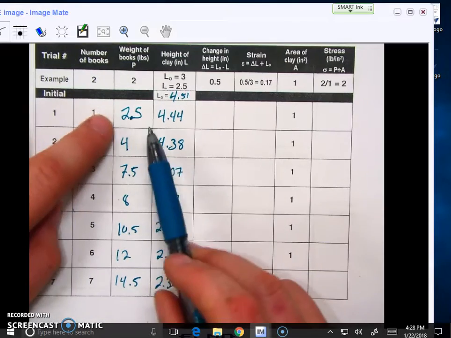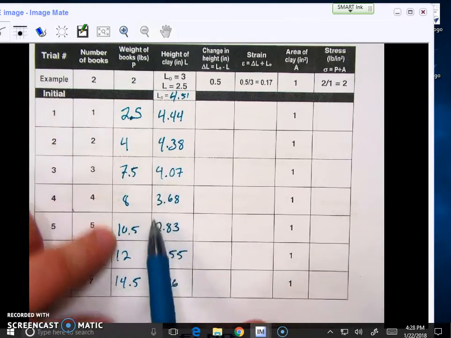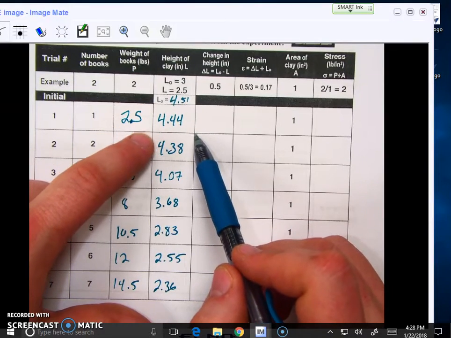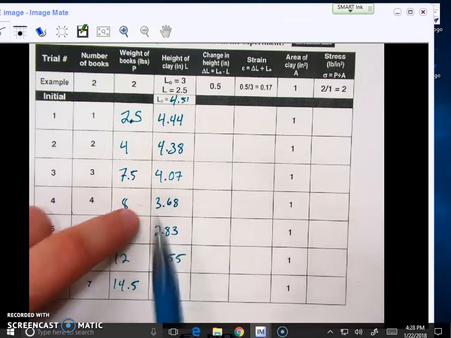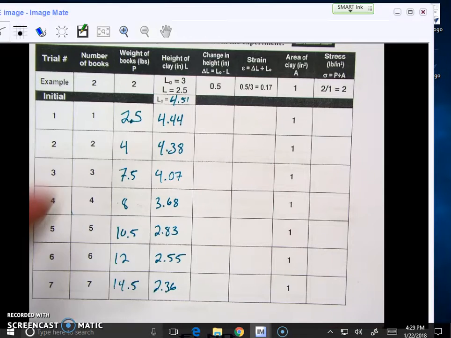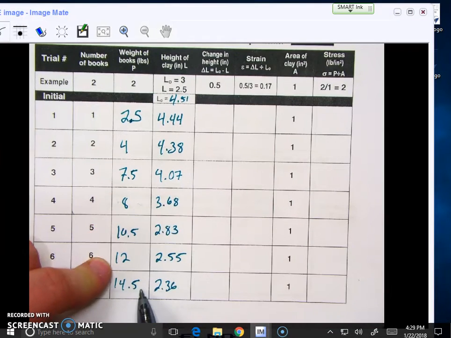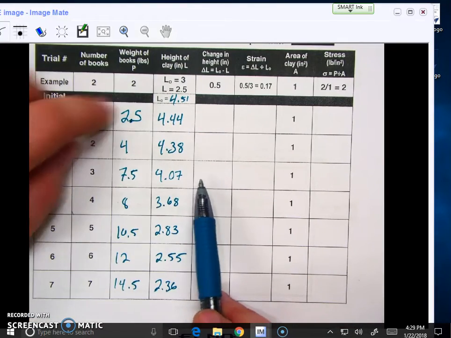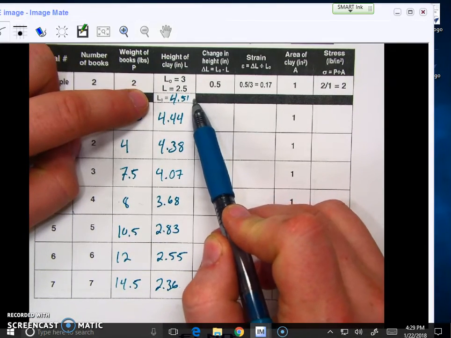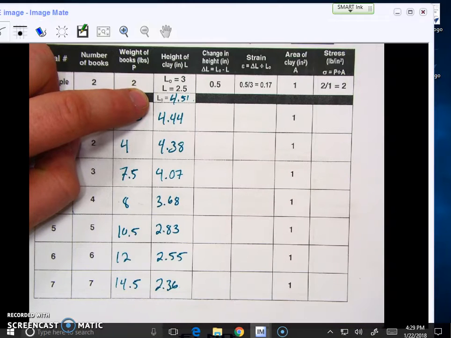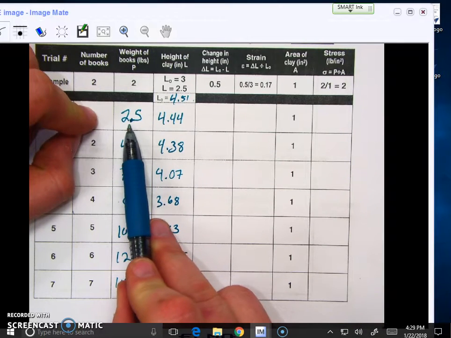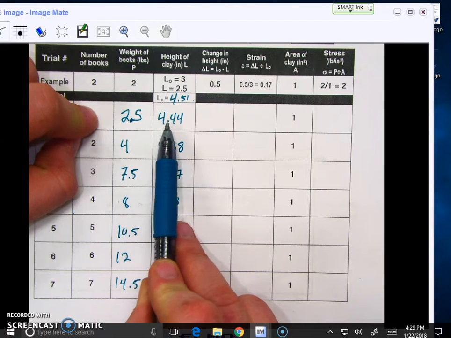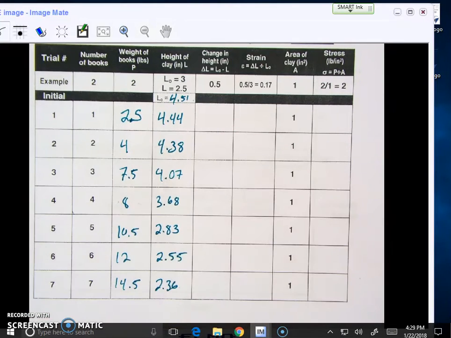So we added successively higher weights, and that compressed our clay more and more depending on how much weight we added to the clay. So the weight should be going up; those should be getting bigger values. The height of the clay should be getting smaller. So the initial height of the clay that I started with was 4.51 inches. And when I added the 2.5 pound weight to that, it compressed to 4.44 inches. So that's kind of how we're reading this.